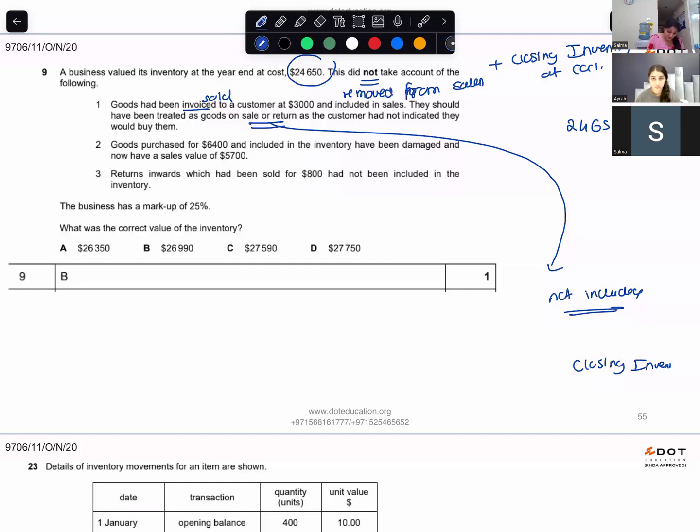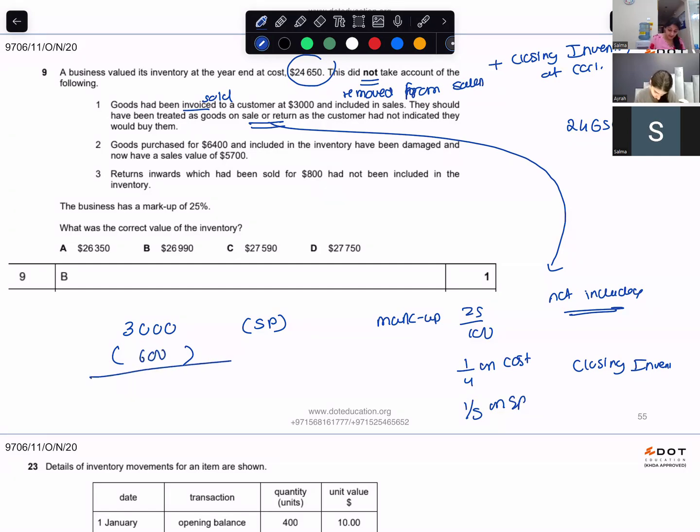So 3,000 was sold to the customer on sale or return basis. So this is selling price. Selling price will be removed from sales. So you will find the cost of it. Markup is 25%. That means it is 1/4 on cost, so 1/5 on sales, 1/5 on selling price. So 600 is the markup, 2,400 is the cost, and this should be added to your closing inventory at 2,400.